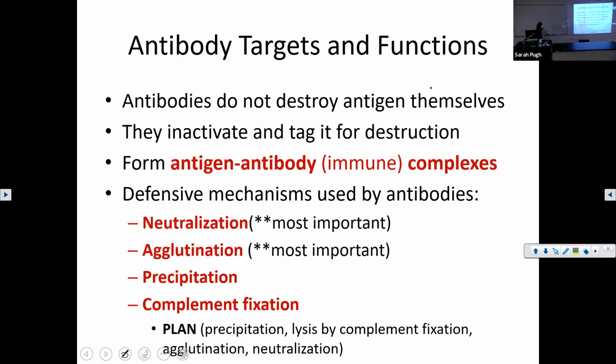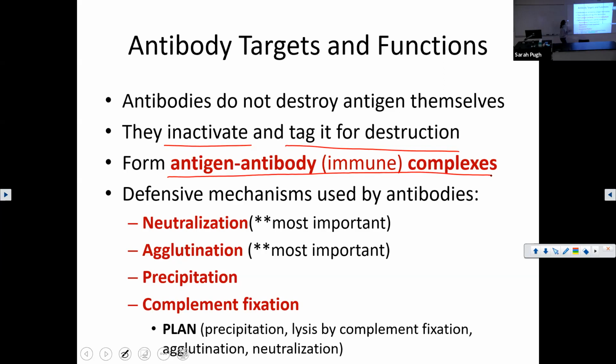So remember, antibodies do not destroy a foreign antigen all by themselves. They get released by plasma cells. Antibodies float through your body's fluids. And their job is they will latch on, they will grab on to a free-floating foreign organism. They help to inactivate it and they flag it for destruction, but they do not destroy it themselves. When an antibody latches on to a foreign antigen, they form something called an antigen-antibody complex.